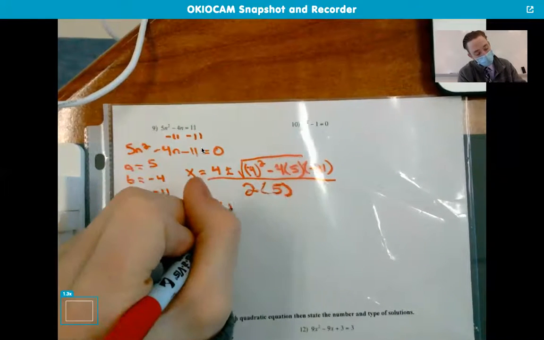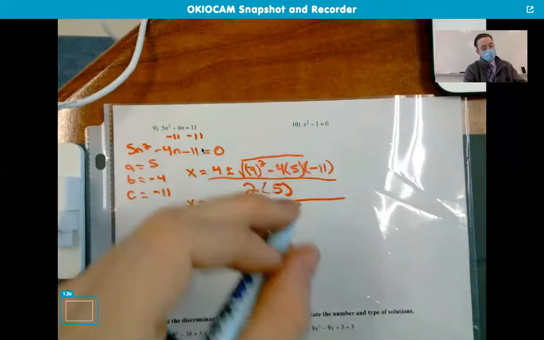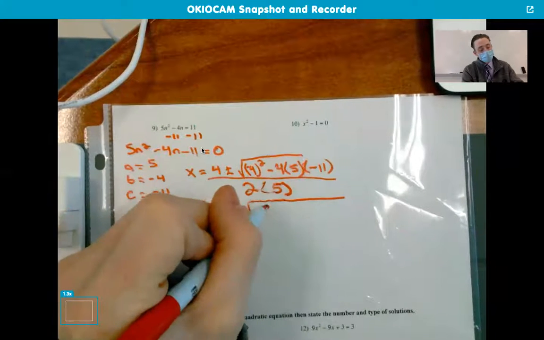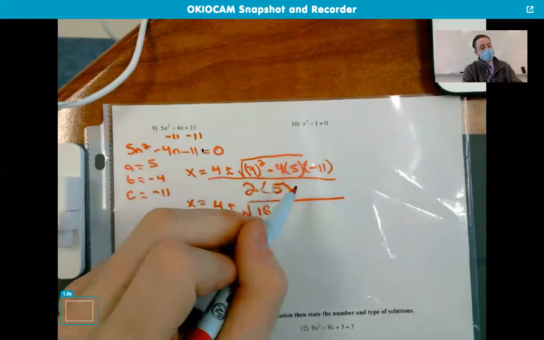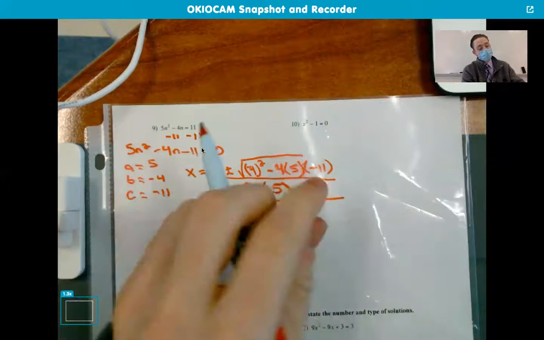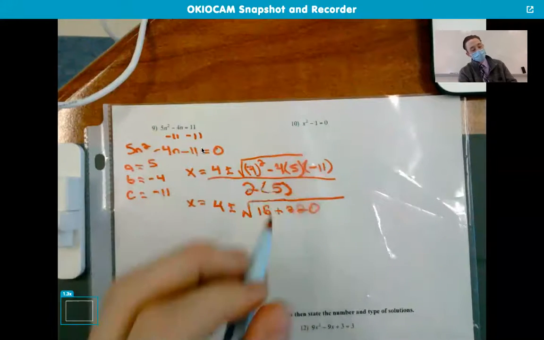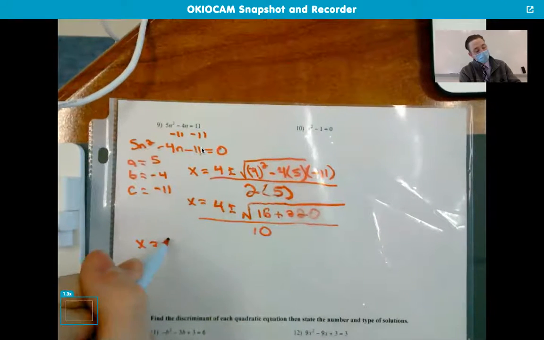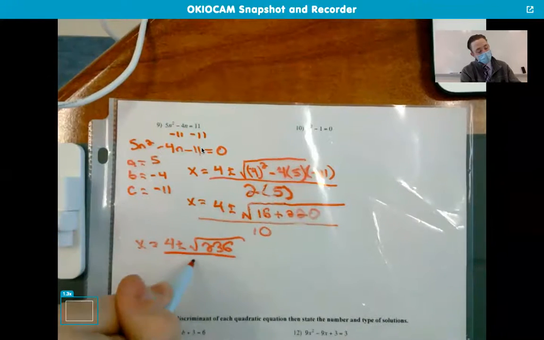This will give me 4 plus or minus. What's going to be on the inside of my square root? 236, right? So that comes from -4 squared gives me 16. -4 times 5 is -20. -20 times -11 is a positive 220. All over 10, which then gives me 4 plus or minus, as we said, square root of 236 over 10.